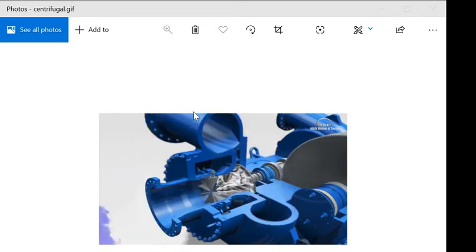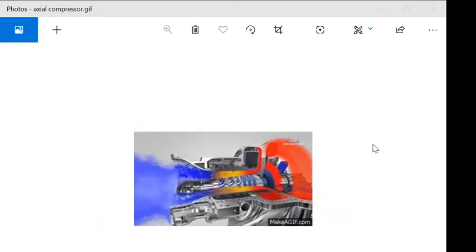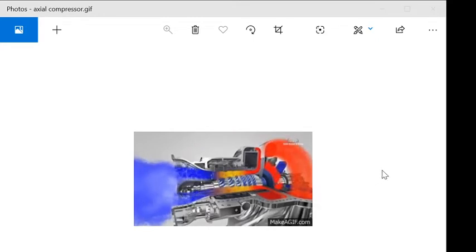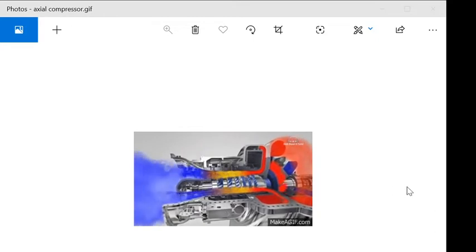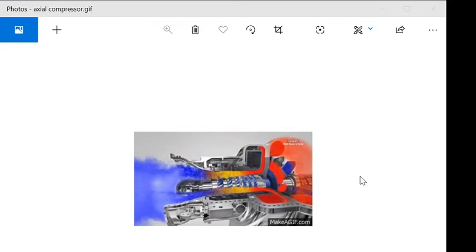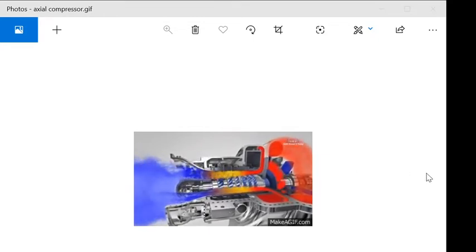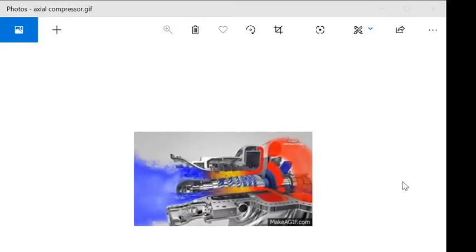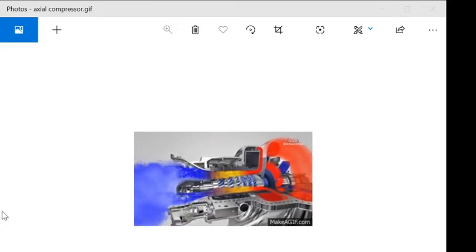We have one more, which is the axial compressor. Basically these compressors are used in jet engines, which you will study more about in the subject gas turbines. This is the axial flow compressor. This is the compressor part, this is the combustion chamber, this is the turbine, and then you have the exit of the exhaust gas moving out. So this is how your axial flow compressor functions.